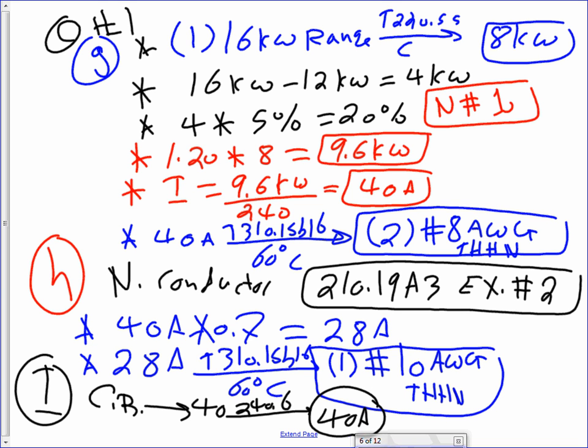So that's your range calculation. Any questions, guys, before we flip into a box fill calculation? So we finished the range calculation.